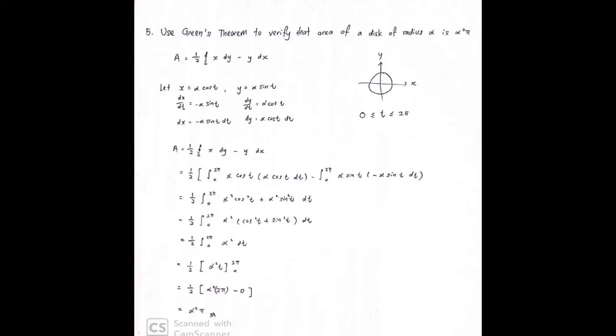For question number 5, use Green's theorem to verify the area of a disk of radius alpha is alpha squared pi. First of all, we come up with the equation for the area of the disk, which is A equals 1 over 2 times the integral for x dy minus y dx. And then we draw out the region covered by the circle, where t is from 0 to 2 pi.